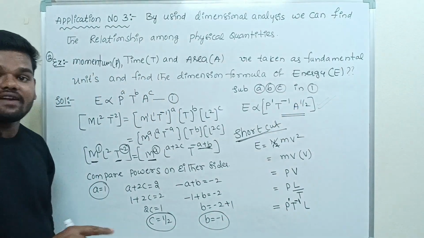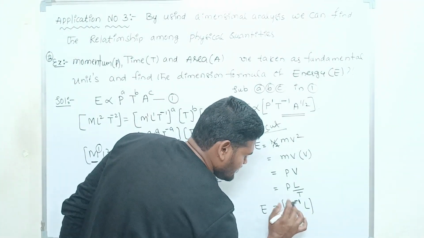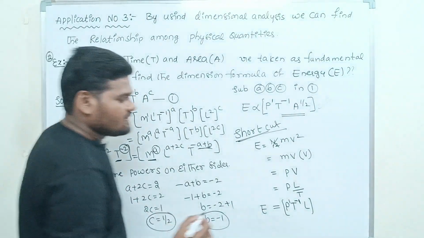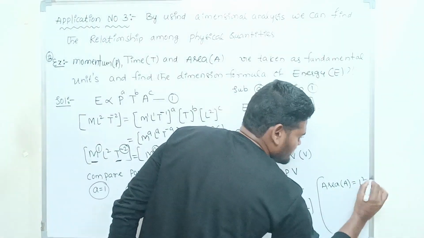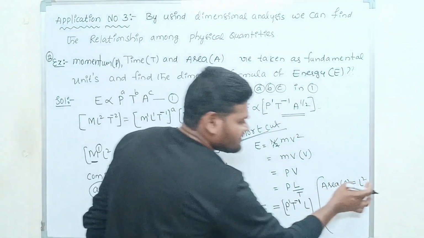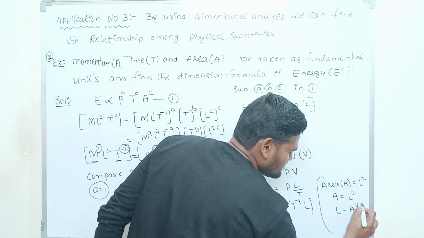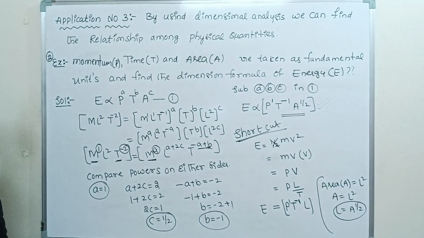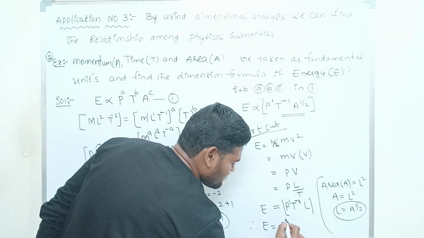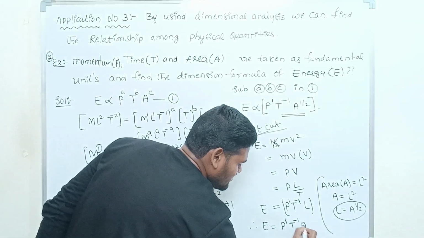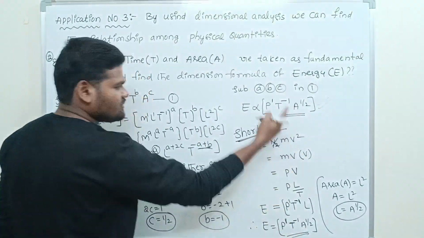Here L is there. How to convert L into A? What is area? Capital A is equal to L square, length into length, meter square. If the square comes to this side, it becomes a root. So L is A power 1 by 2. Therefore, we got E is equal to P power 1, T power minus 1, A power 1 by 2. This is the answer.